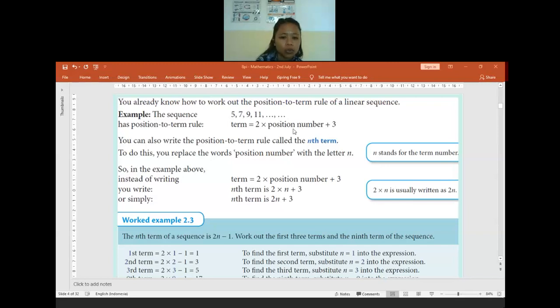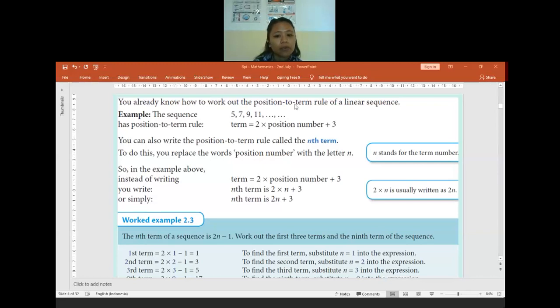And also if you already have the position number, to find the term, you have to replace the position number with whatever number of the term you are going to find. So if you are going to find the first term, it means the position number I have to replace with number 1. If I want to find the fifth term, it means the position number I have to replace with number 5, and so on.